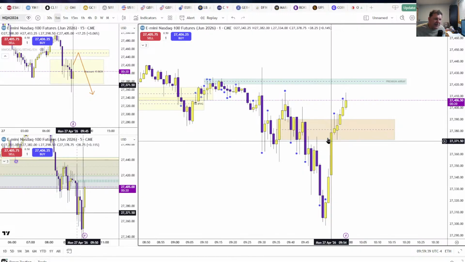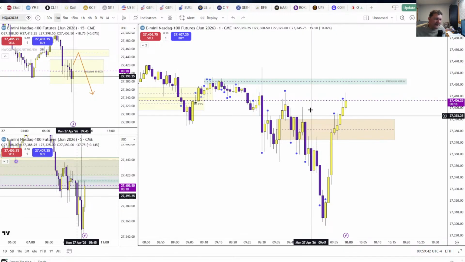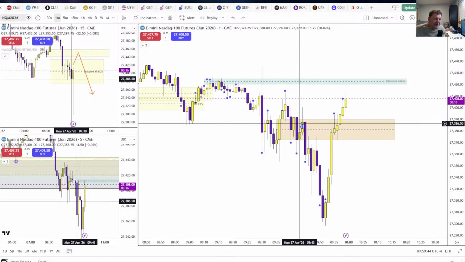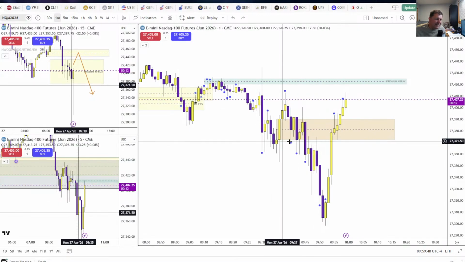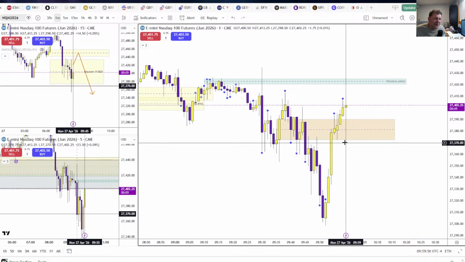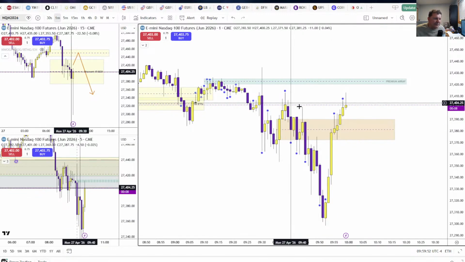So that tells me we have not got a retest. We haven't got this one. We didn't get this one. We didn't get this one. We didn't get this at all. And we've hit the data point.